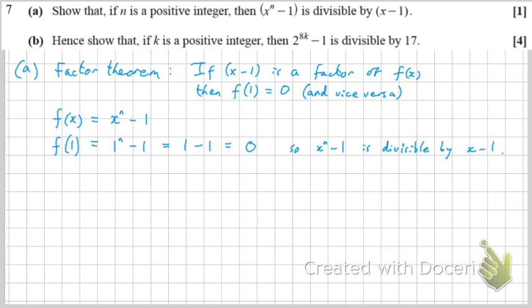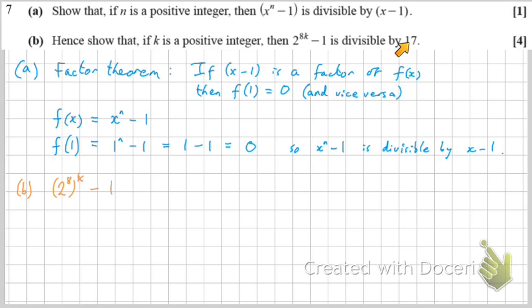In part B, you have to spot that you're looking at, this must map to this somehow. X to the power n minus 1 must somehow map to 2 to the power 8k minus 1. And somehow also it seems like this must map to 17.